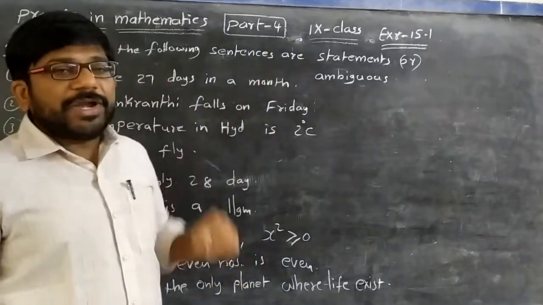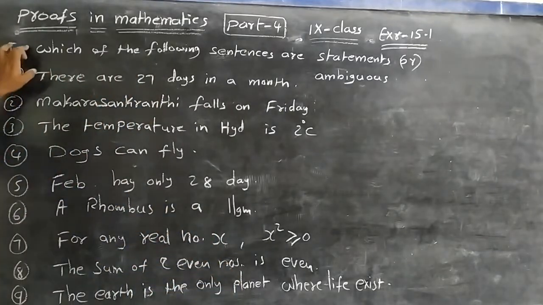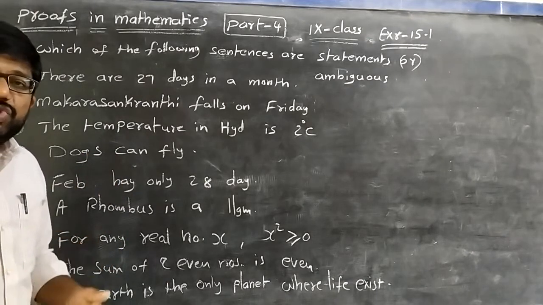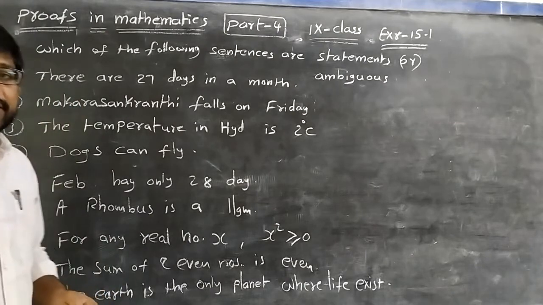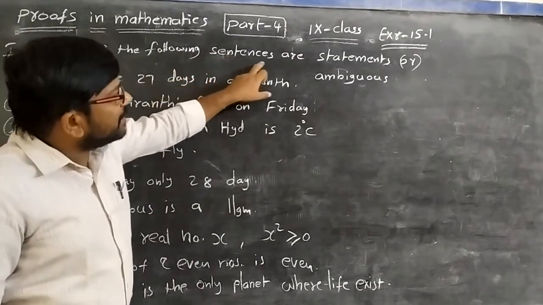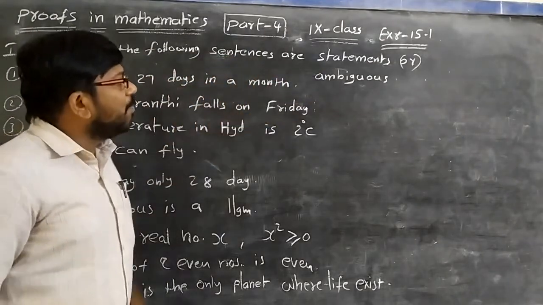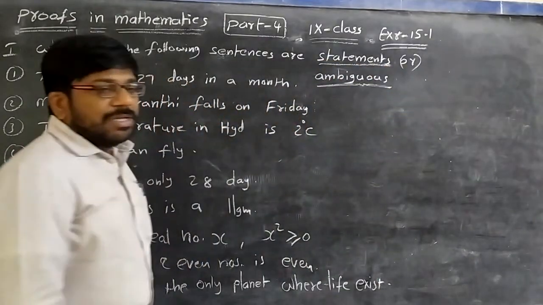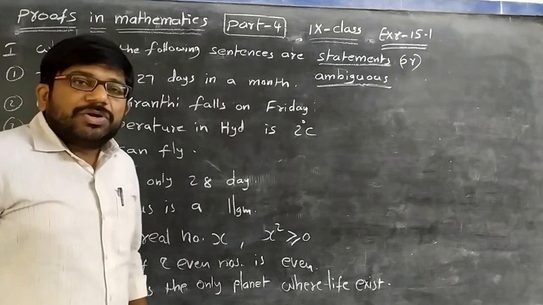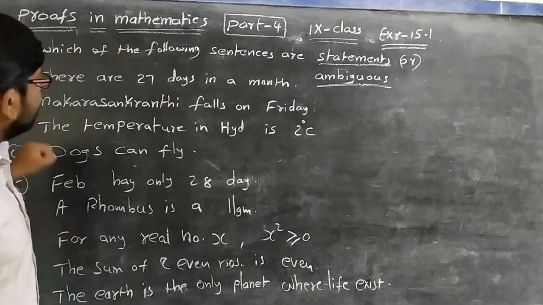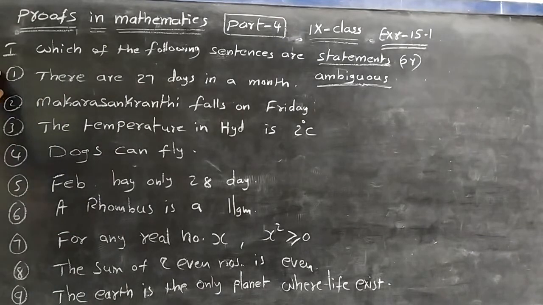So in the 15.1 exercise, they give some sentences. Which of them are statements, and which are true or false? That is the question: which of the following sentences are statements or ambiguous, and also find true statements and false statements. Listen carefully, one by one. The first one.